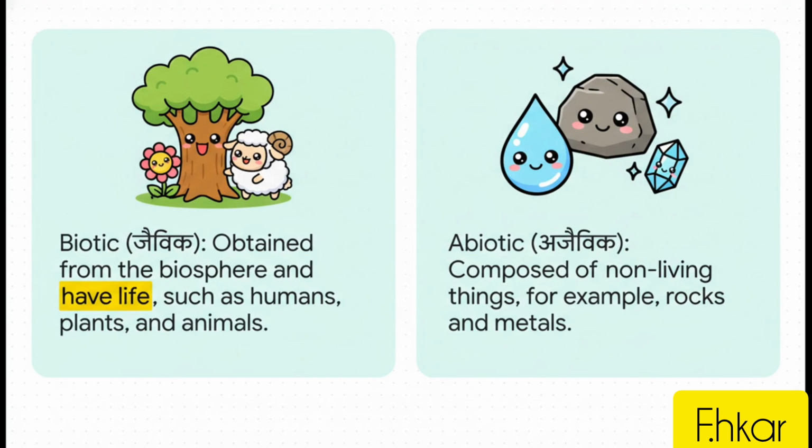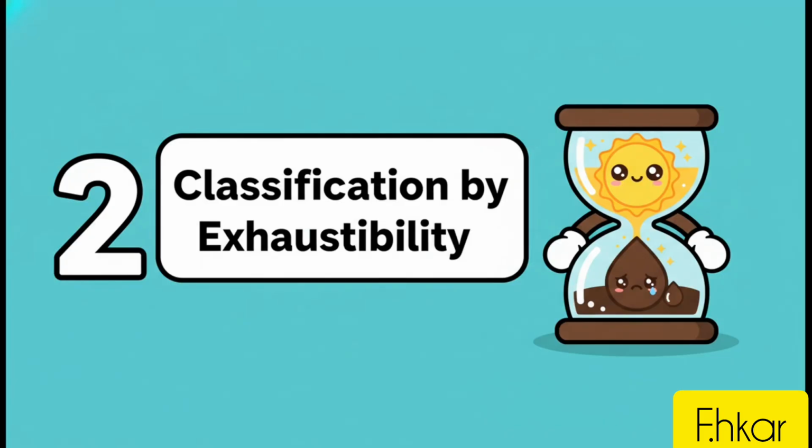First, you've got biotic resources, or jaivik, which is basically anything living: plants, animals, us. Then you have abiotic resources, ajaivik, which is all the non-living stuff, like rocks, minerals, and metals. Simple, right?